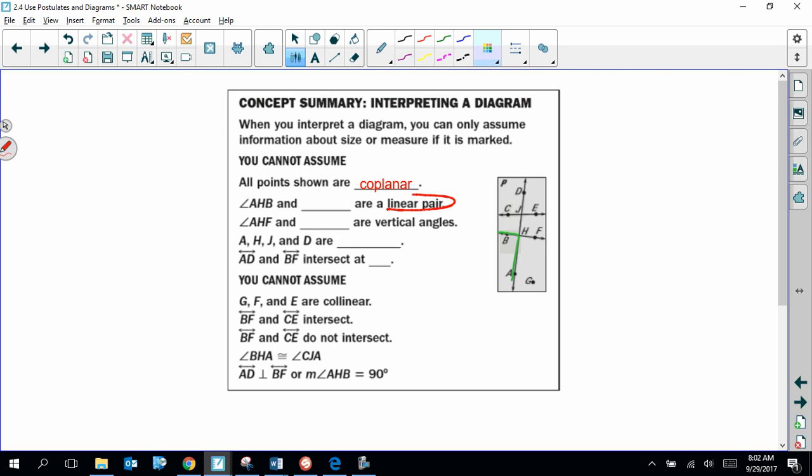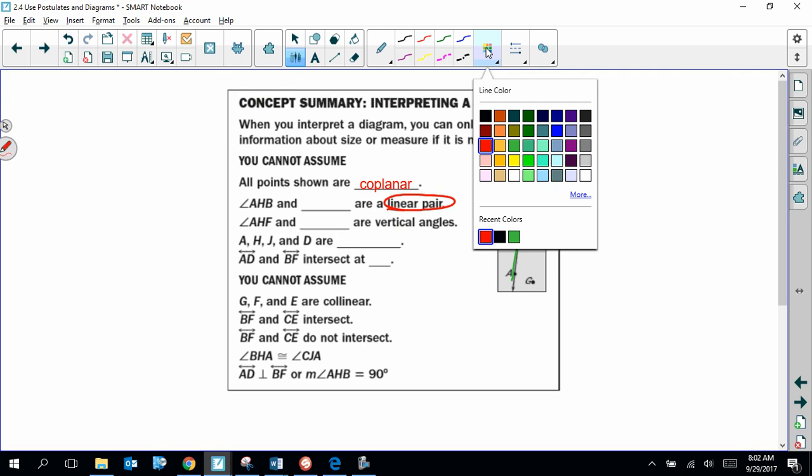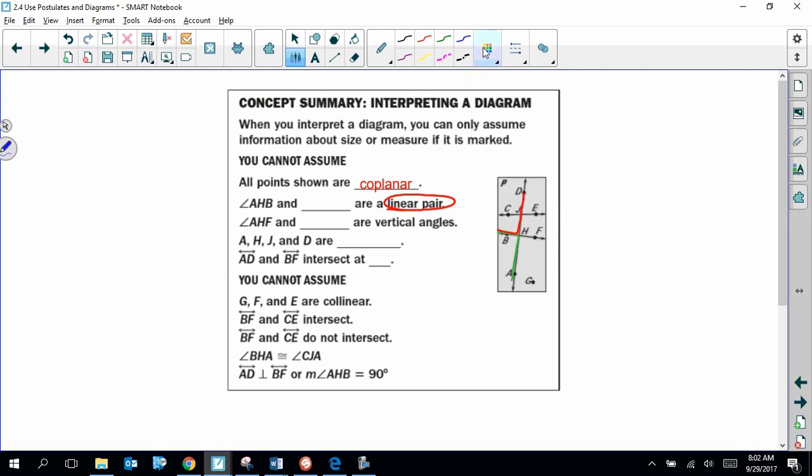Looking at the next one, AHB, we have this angle AHB, and we have another angle here. We're looking for something that forms a linear pair. So something that forms a linear pair with angle AHB could be angle BHJ. Or I could even have, let's pick another color here, angle AHF form a linear pair, because the opposite sides for the red and the green that I drew form a line, and the opposite sides for the blue and the green that I drew. So either of those two angles would work. In this case, I just put in angle BHD.